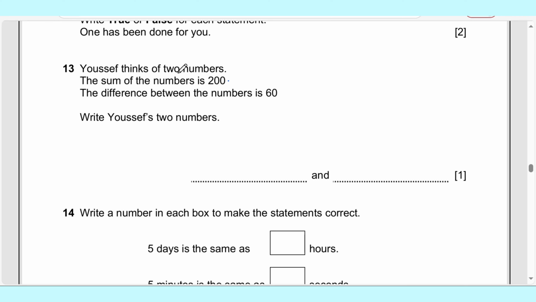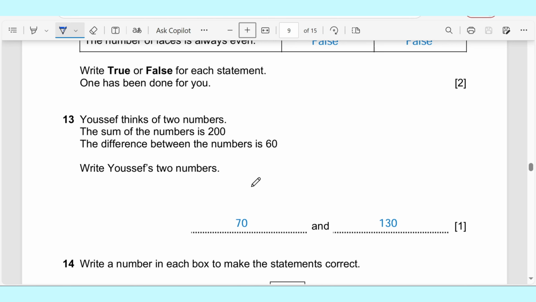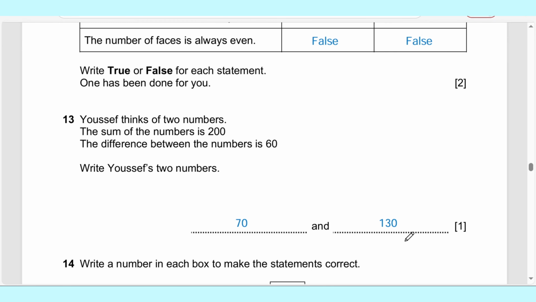Let's move on. Number 13, Yusuf thinks of two numbers. The sum of the numbers is 200. The difference between the numbers is 60. Write Yusuf's two numbers. Okay, if you need some more time, please pause this video. Well, the answer is 70 and 130. However, if you have any other possible answer, please write in the comment section. So how do we get this answer?